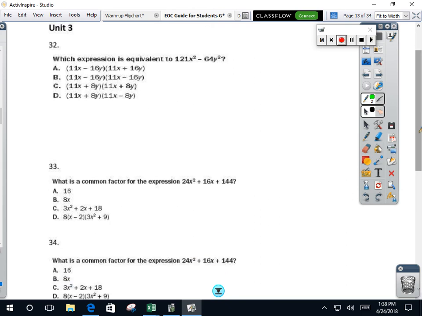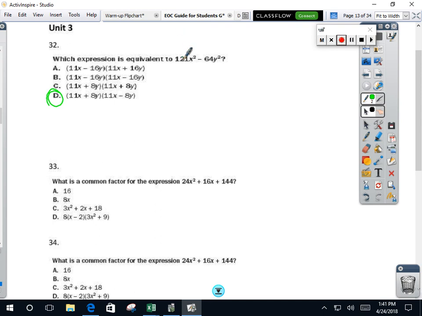Which expression is equivalent to 121x squared minus 64y squared? I'm going to give you like a 30-second head start to try to figure out what the right answer is. For number 32. D. D. Okay, look, this one's actually pretty easy.